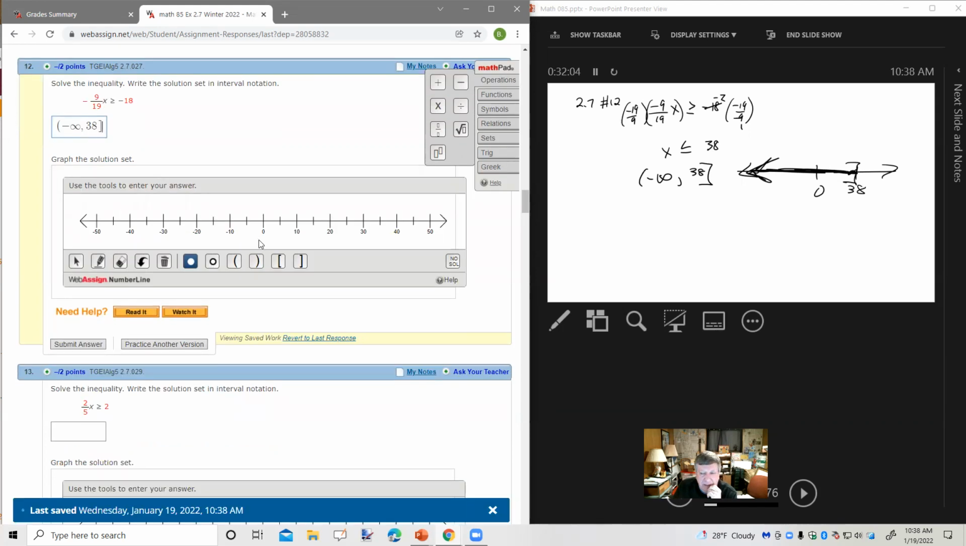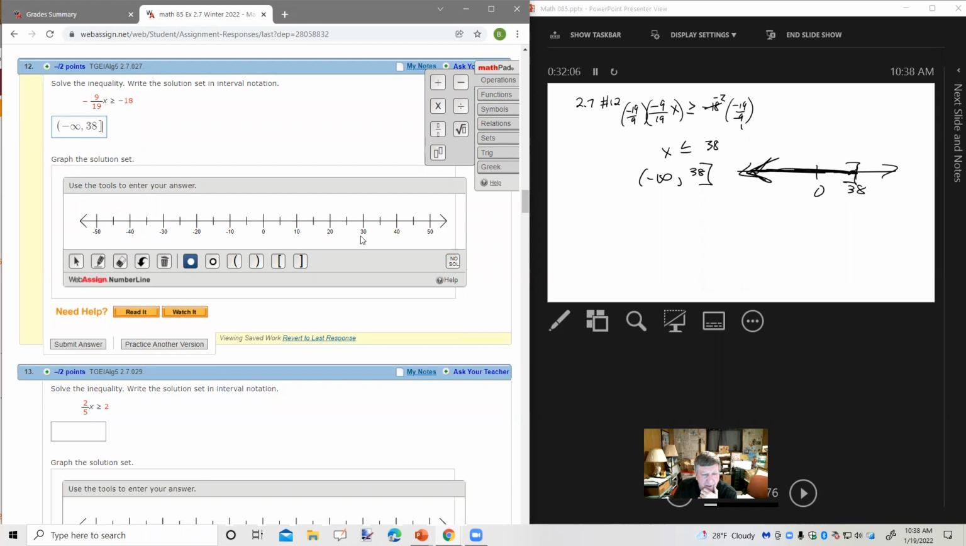So that should be correct as far as the interval notation. Now, graphing, let's see. I need one of these right there. And I need it at 38. So if this is 30, 35, 40, 38, it's going to be right about there. Okay. Now I need an arrow pointing to the left.